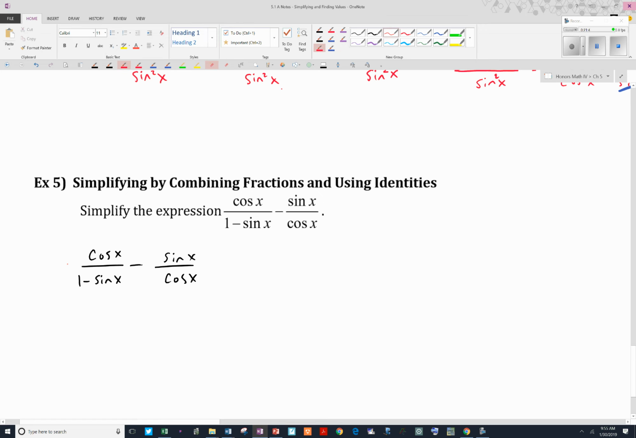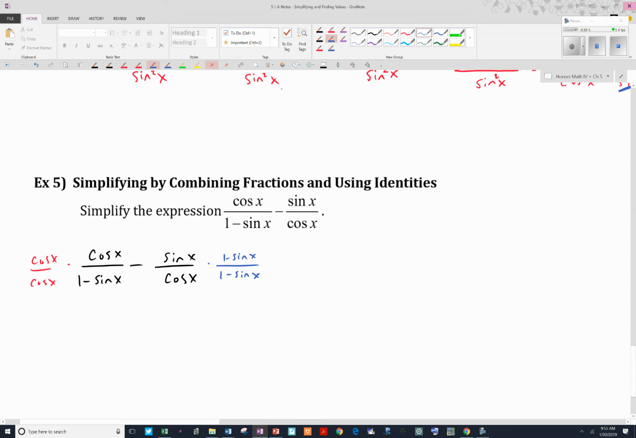Well, the LCD would just be the product of the two factors that we see in our denominators right now. So the LCD just would be these two things multiplied by each other. That would be the LCD. So what I'm going to do is multiply this guy by cosine over cosine. I'm going to multiply this guy by the other denominator over itself, 1 minus sine over 1 minus sine.